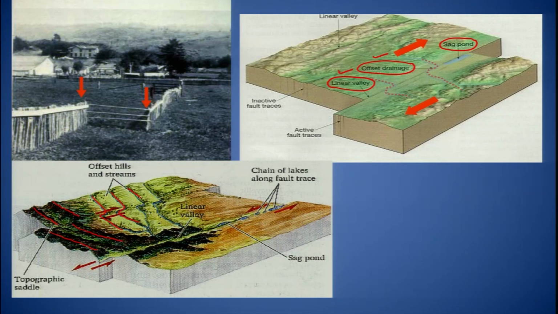So all the streams which are present on the surface along this fault line are displaced or offset. So again these streams have moved like this. So you have the right lateral strike slip.